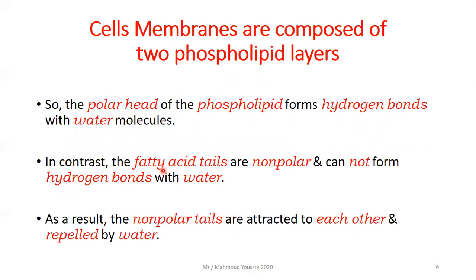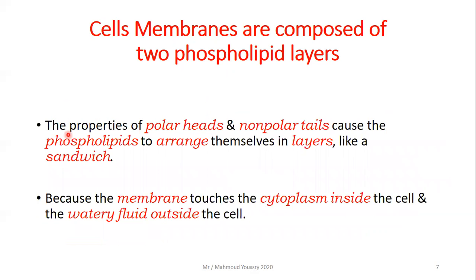In contrast, the fatty acid tails are nonpolar, so they try to get away from the water. They are hydrophobic and cannot form hydrogen bonds with water. As a result, the nonpolar tails are attracted to each other and repelled by the water. The properties of polar heads and nonpolar tails cause the phospholipids to arrange themselves in layers like a sandwich.